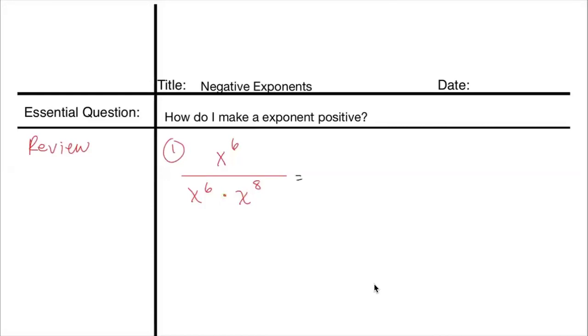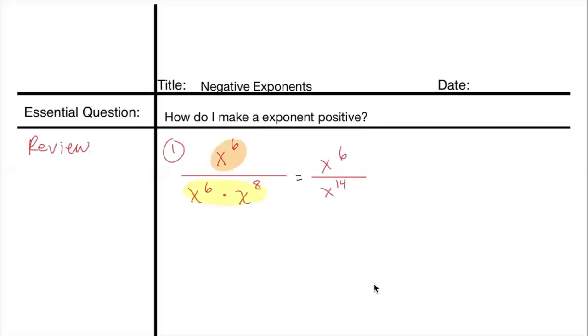So let's continue on here. Let's focus on these two, and we're just going to use product rule, which says if we're multiplying numbers with the same base, we can add their exponents. So x to the 6th times x to the 8th, we're going to add those together, and I get x to the power of 14. I didn't do anything to the top. There's nothing to combine with it on top, so I'm going to leave it x to the 6th.